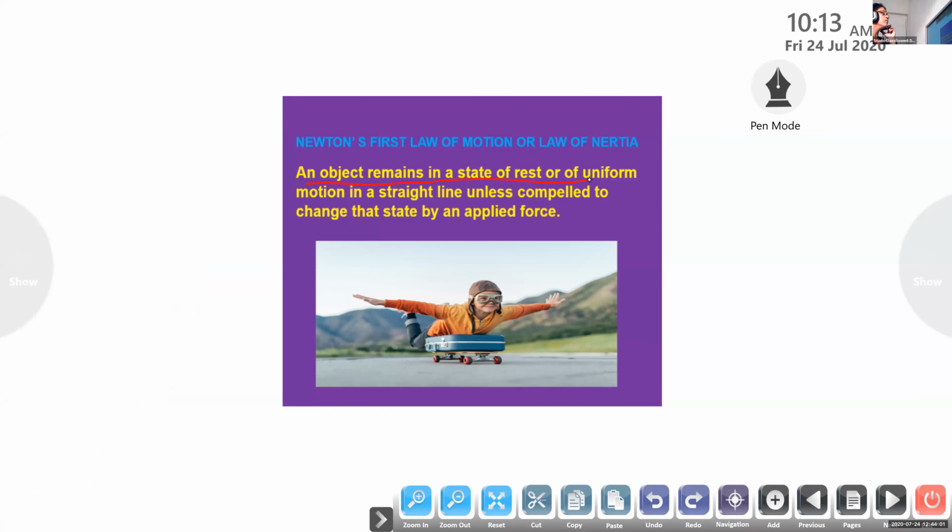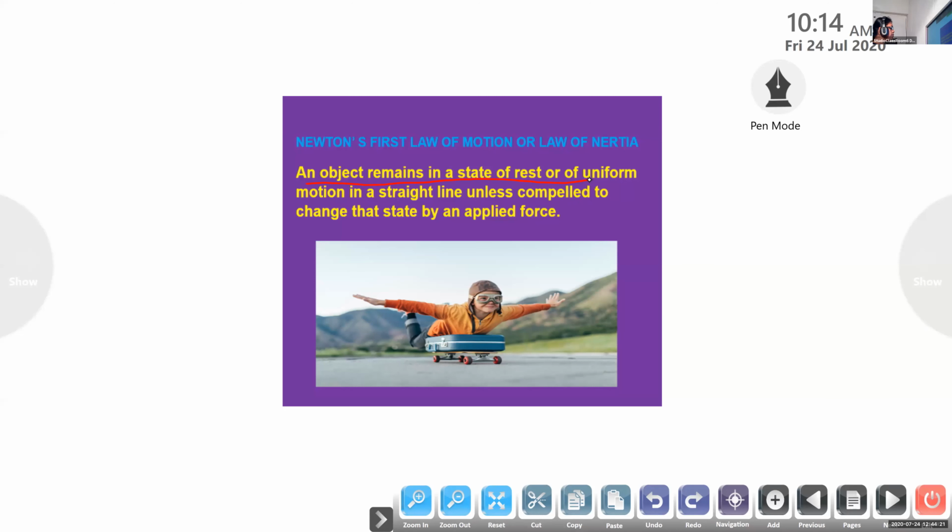An object remains. What happened to your audio? Arun, can you read that one?